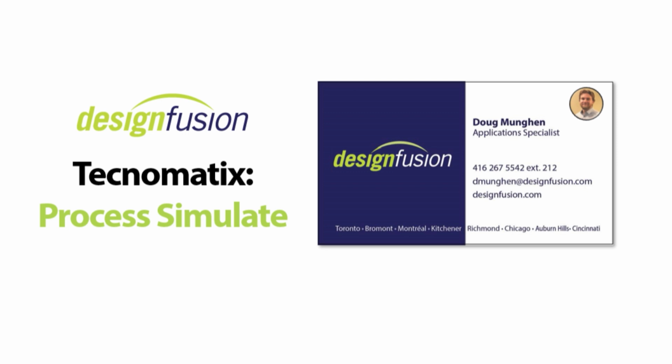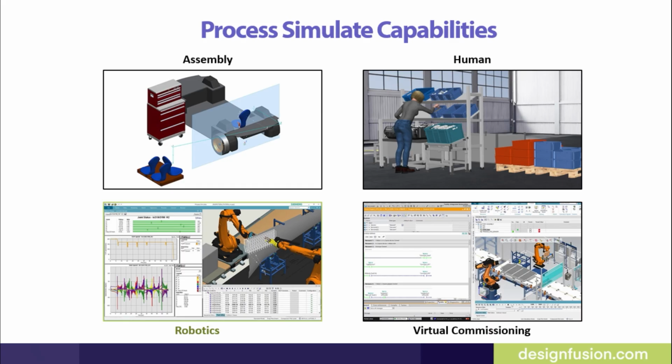In this video, I'll be sharing some information on Siemens Tecnomatix Process Simulate. Process Simulate is a tool for planning, simulating, and validating robotic operations, human tasks, and automation during the entire product development lifecycle. Let's go ahead and look at some of Process Simulate's unique robotic simulation features.